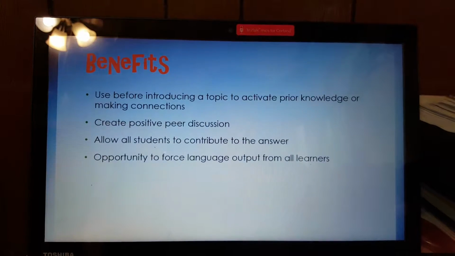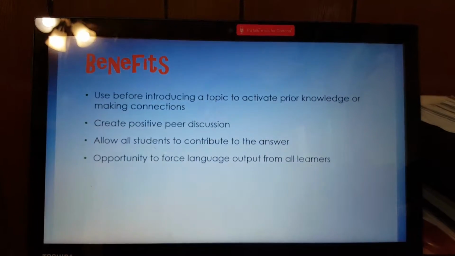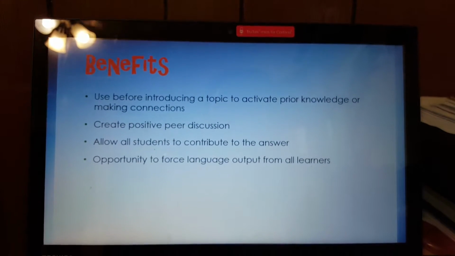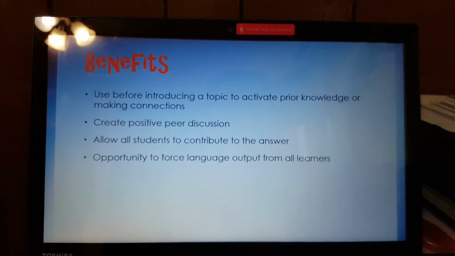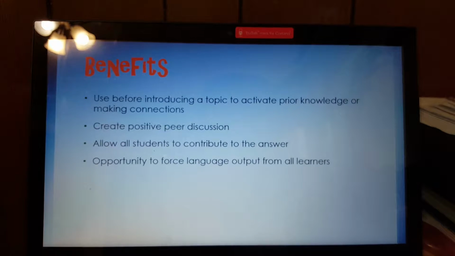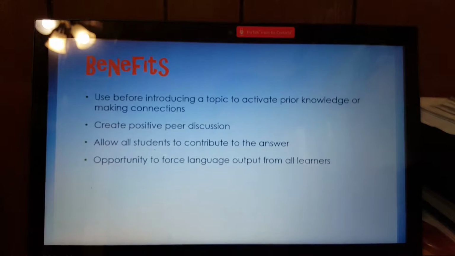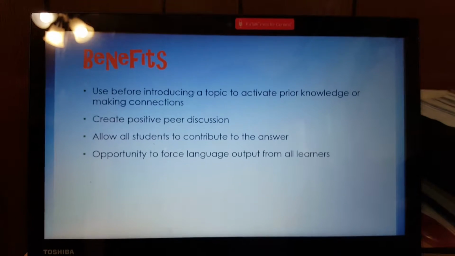Sometimes they're more comfortable talking to their friends than to the teacher, or talking out loud in front of everybody. So once they're in these small groups, they're engaging, they're talking, and they can always bounce feedback off of each other. Like, hey, I'm trying to say this, how would I say it? In different scenarios.